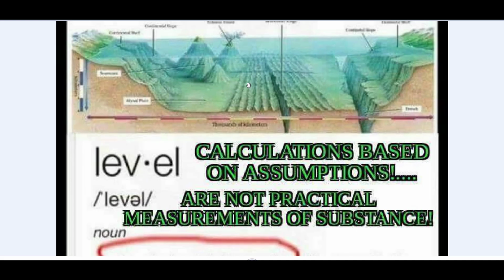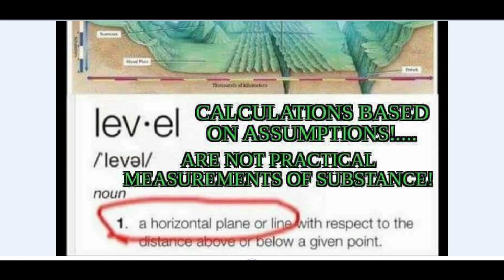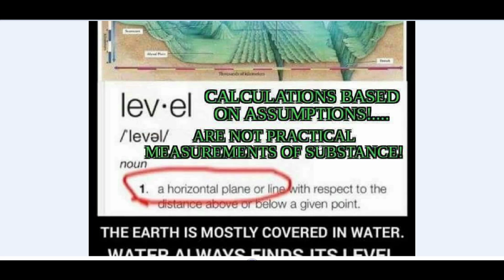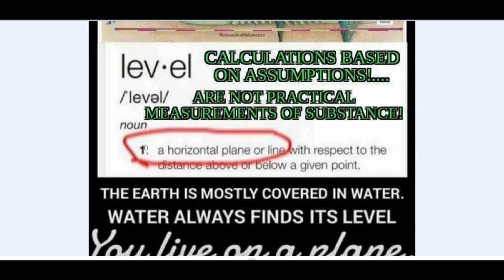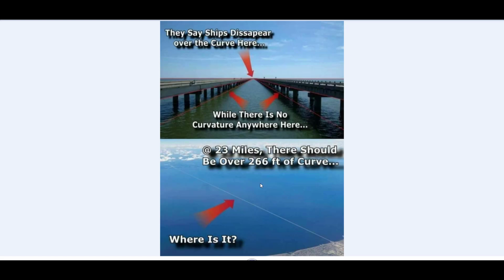Water always finds its level. We've studied this in primary school. We've seen this picture in primary school a lot. Calculations based on assumptions are not practical measurements of substance. As you can know, even in the dictionary, the definition of horizon, or of level in this case, is a horizontal plane or line. The earth is mostly covered in water. Water seeks the same level.